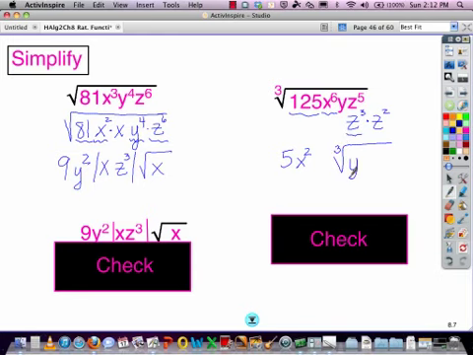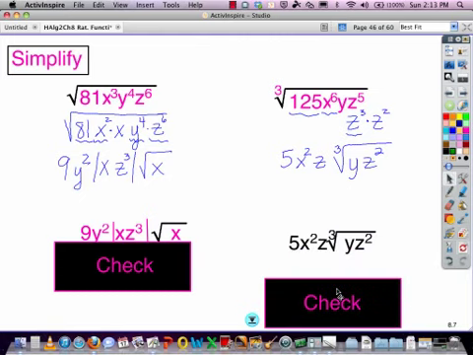Then we're looking at the z to the 5th, which we said one of those would come out as a perfect group, and then the z squared would be left underneath. So look at what we have. All combinations, 5x squared z times the cube root of y times z squared. And our answer again looks like it checks. Okay?